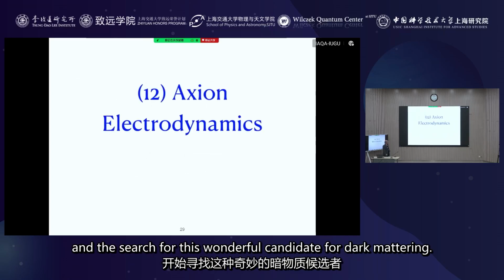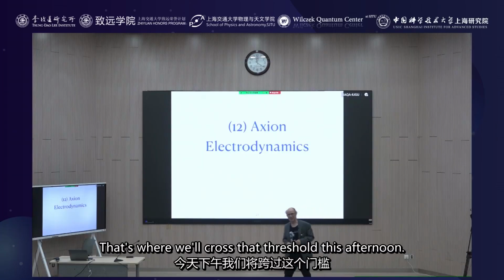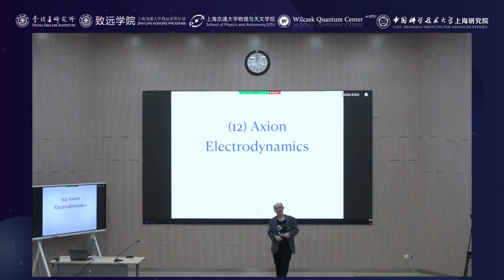Okay, so that brings us to the threshold of experimental axion physics and the search for this wonderful candidate for dark matter, and that's where we'll cross that threshold this afternoon. Okay, thank you, Frank.